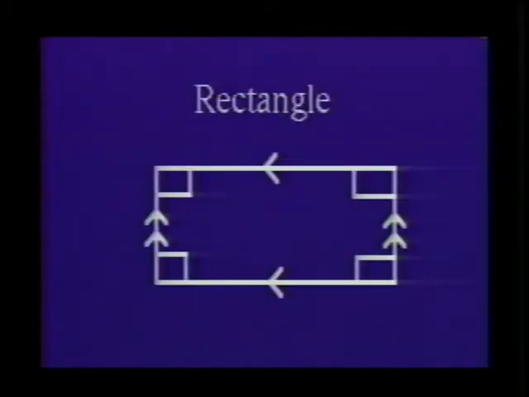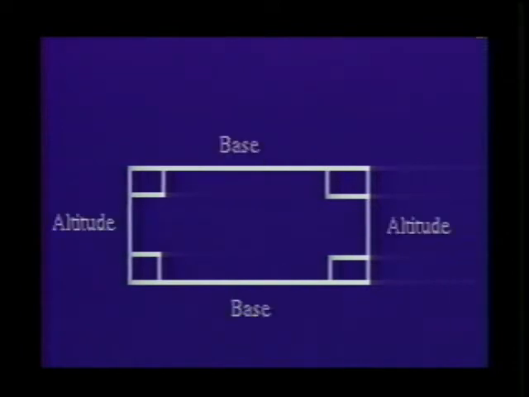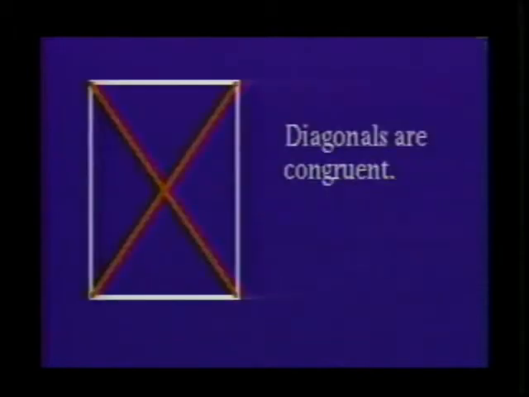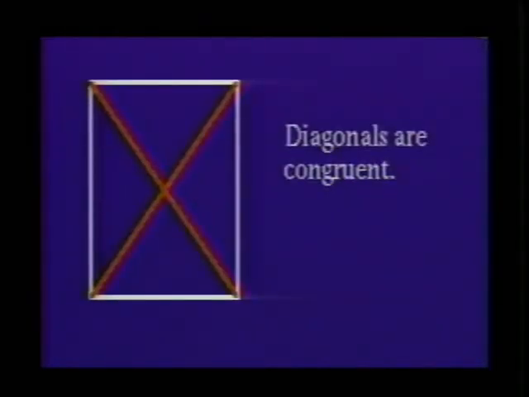Rectangles. A parallelogram with right angles is a rectangle. Because the sides form right angles, an altitude of a rectangle is the length of a side adjacent to the base. Note that any side of a rectangle can be considered a base. Also, the diagonals in a rectangle are congruent. Let's look at some examples using rectangles.